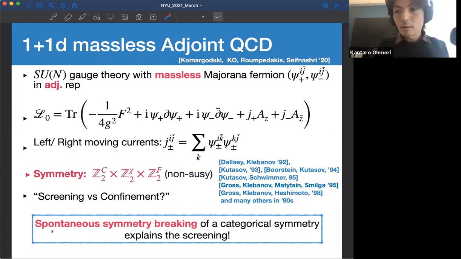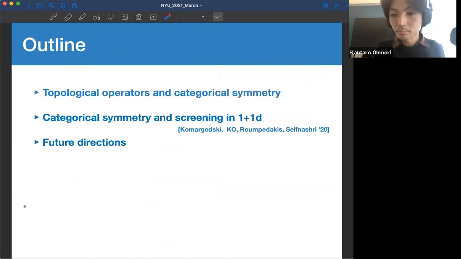Okay, and our claim was that, they claim that it seems to be in the screening phase, but the precise reasoning was kind of a mystery, and we claim that this screening is due to the spontaneous symmetry breaking of this generalized categorical symmetry. That's the rough storyline. So that has been an introduction. Any questions so far?